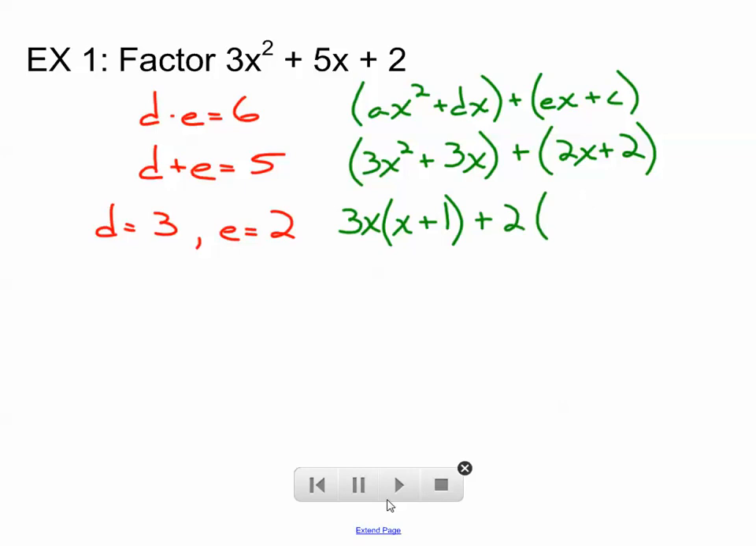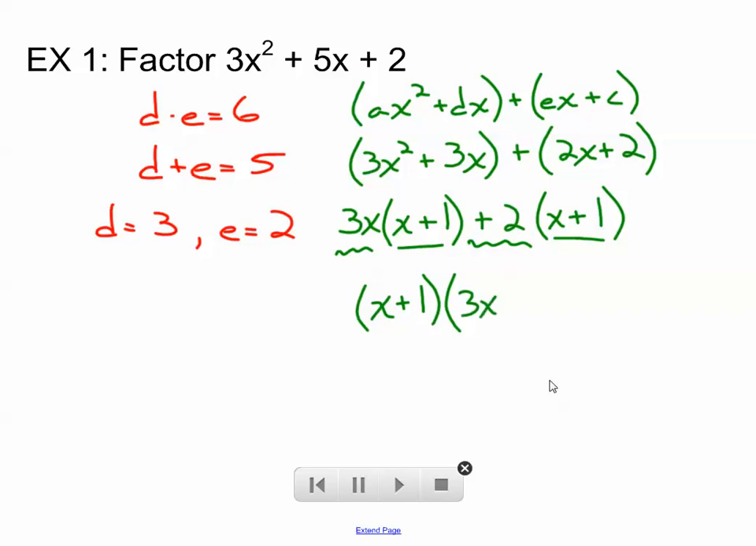Over here, we've got to do the same thing. Both 2x and 2 are divisible by 2, so take a 2 out. And you can check it by doing distributive property. 2 times x is 2x. 2 times 1 is 2. We've all but got this thing factored. You'll notice the x plus 1 that is in both places there. That's one of your factors. The other factor is these numbers out here that we took out, the 3x plus the 2.